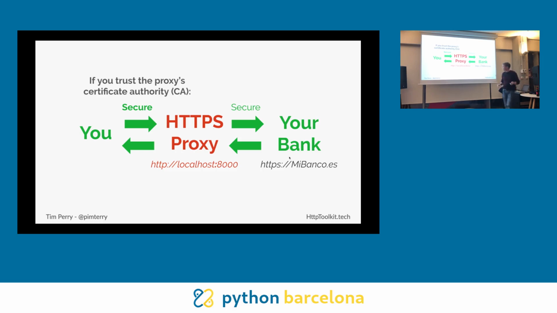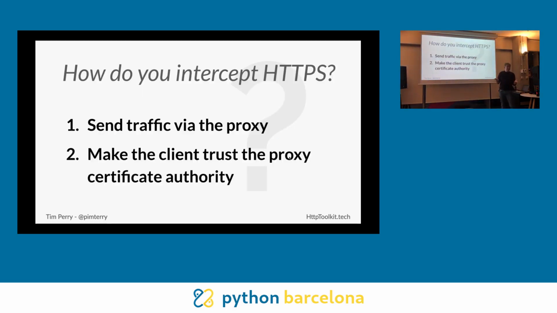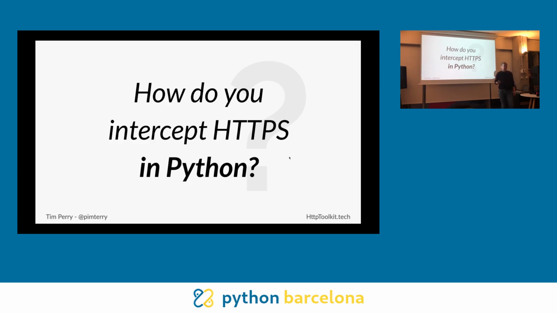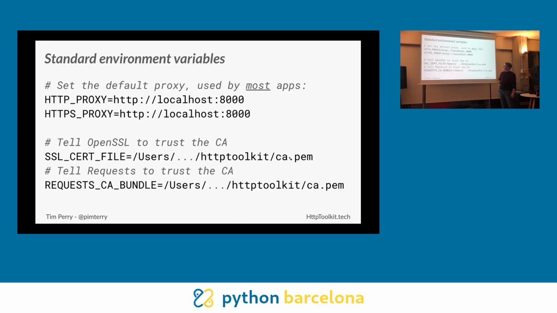Yeah? Okay. So, what do we actually need to do to intercept HTTPS? Those two things. We need to make the traffic go via the proxy, and then we need to make the client trust the proxy as a certificate authority, trust the proxy to write certificates for any domain all by itself. And if we can do that, we can intercept HTTPS, and we can see all the traffic and rewrite all the traffic and do whatever we want. So this is the goal. How do you do that in Python? This is where it gets interesting.